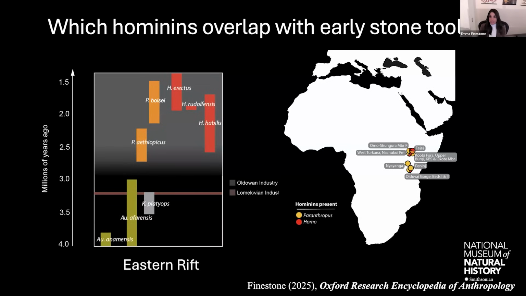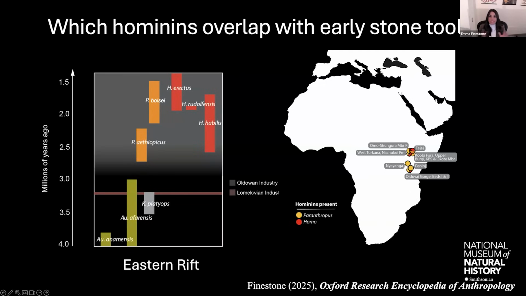The Oldowan industry in this region, there's both Paranthropus and Homo present, and there's actually quite a bit of overlap between Paranthropus, Homo, and Oldowan tools. The majority of sites are found in places where both Homo and Paranthropus co-occur, with the exception being Peninge and also Nyanga, which was the locality I was just talking about, where we only have Paranthropus.